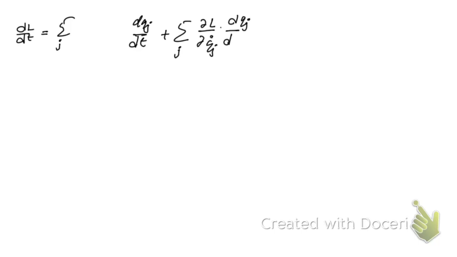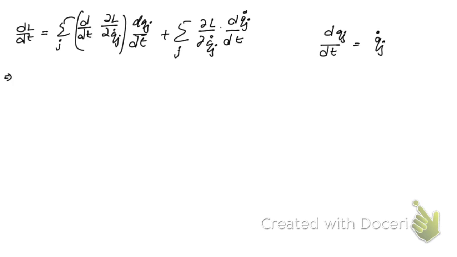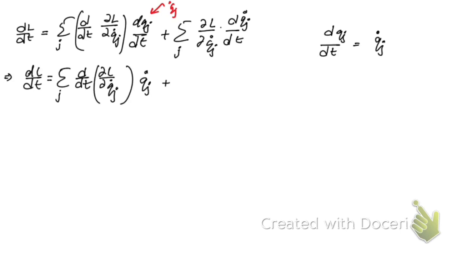So this is what we have got. Now these terms dq_j/dt are q_j dot, so instead of this we're going to write q_j dot. Then the above equation can be written in this form.